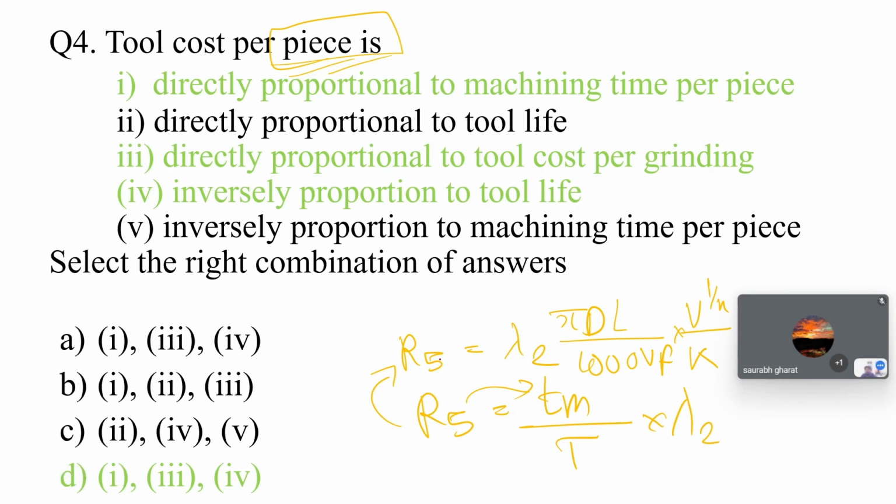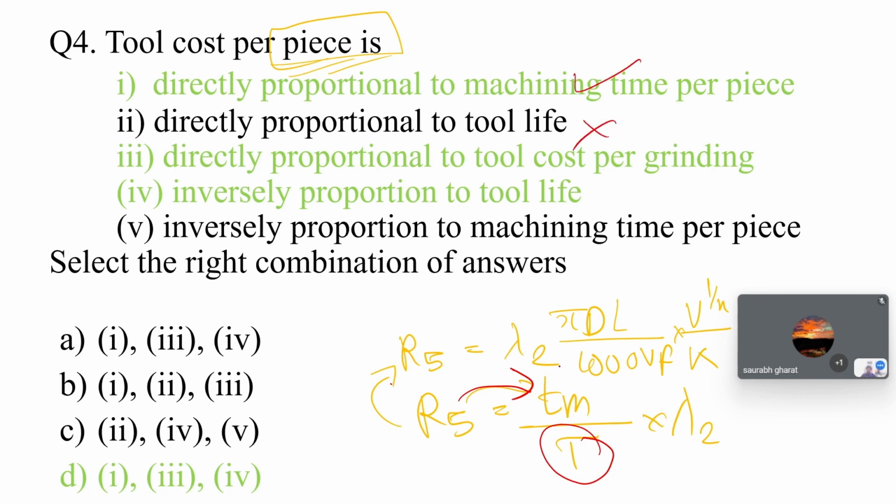Here we have proportional to tool life. Tool life is not there in this formula, but it is inversely proportional. Here it is inversely proportional, and here it is not there. We just converted tool life into some other parameters. That is what the question is about. We can check both of those. Here TM is correct, so this part is correct, but this is inversely proportional, so this part is wrong.